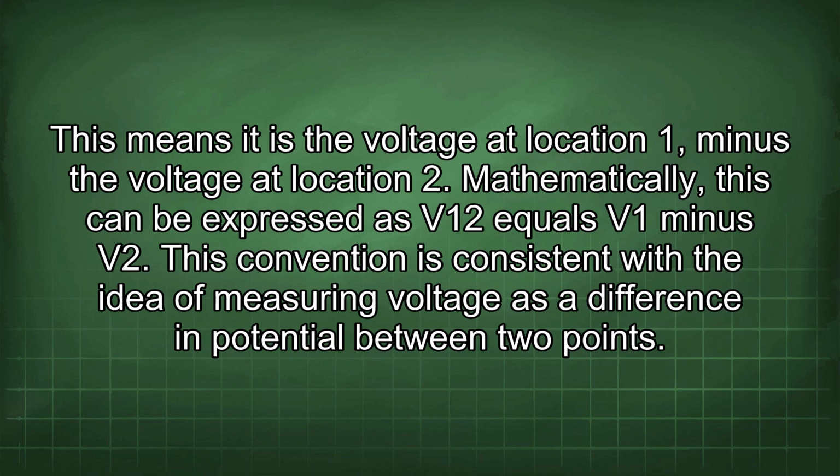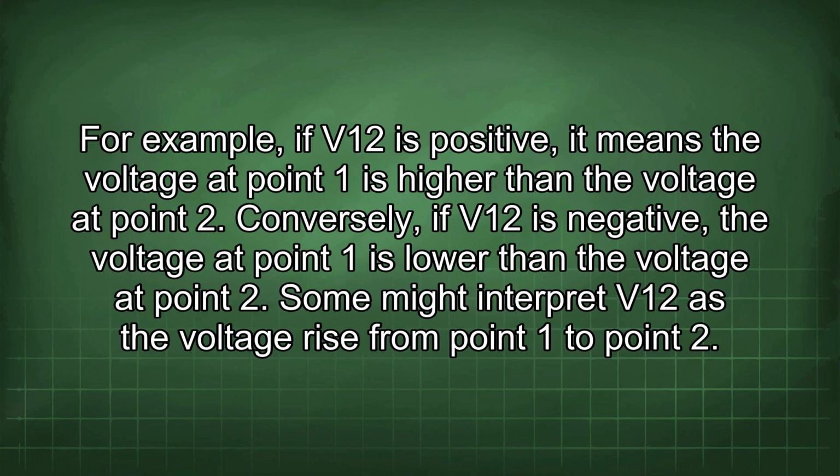This convention is consistent with the idea of measuring voltage as a difference in potential between 2 points. For example, if V12 is positive, it means the voltage at point 1 is higher than the voltage at point 2. Conversely, if V12 is negative, the voltage at point 1 is lower than the voltage at point 2.